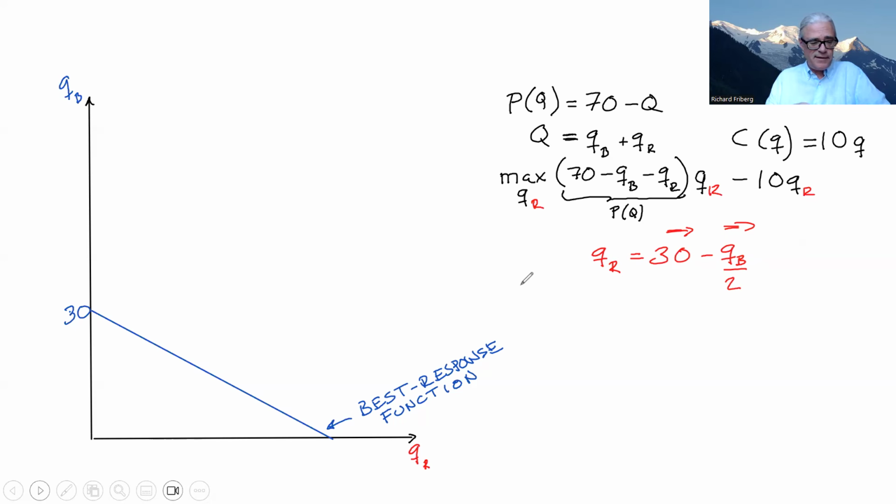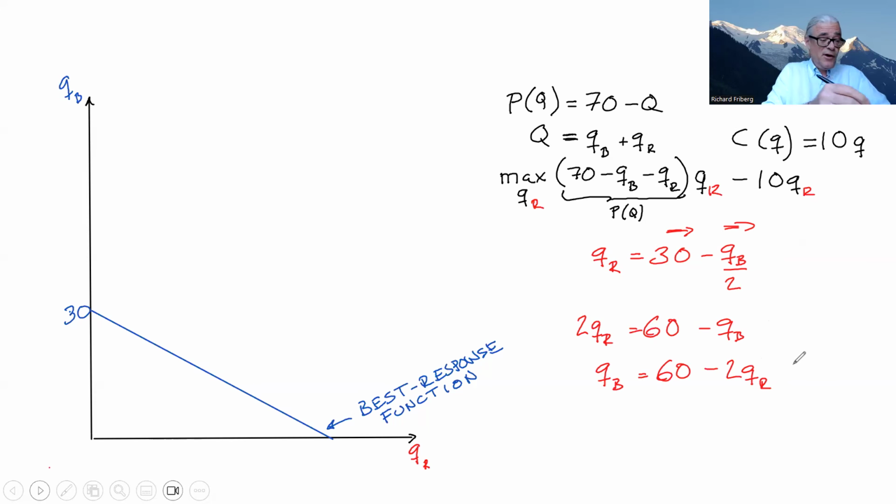So we want to draw that in this same diagram. Okay, we then have a problem. We have red on the horizontal axis. So to be able to draw it, we want to have blue here as a dependent variable. So we're just reshuffling, okay? So let's do those steps. Multiply up here: 2QR equals 60 minus QB, implying that QB equals 60 minus 2QR. Okay, so this is the best response function for red, like so.